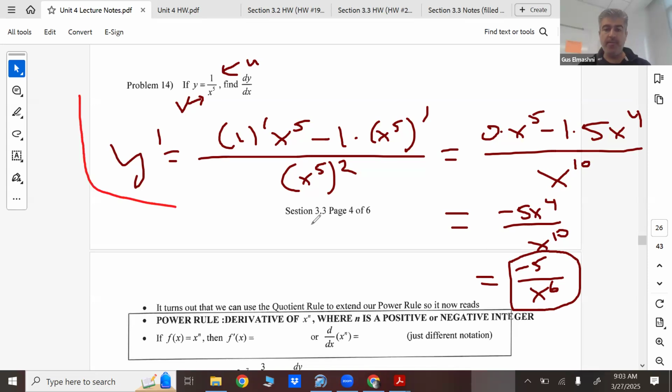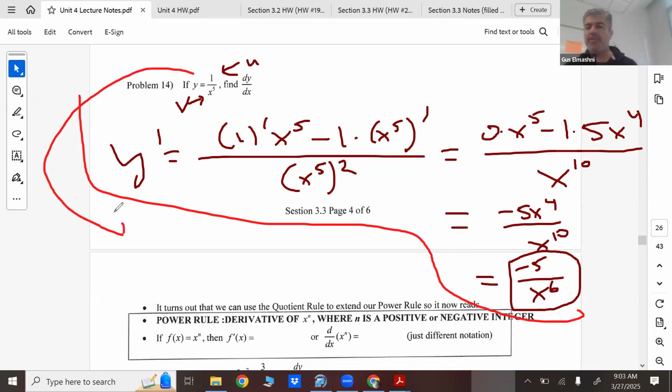Or this will lead us to what we see on the next page. Before I show you the other way to do this problem, does that make sense, what I did? What was my numerator? What was my denominator? Low d high minus high d low over low squared, and away we go. So 1 prime is 0 times x to the fifth, minus 1 times the derivative of x to the fifth, which is 5x to the fourth, over x to the 10th power.